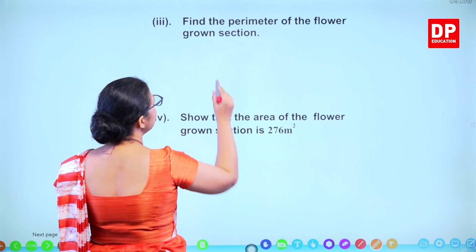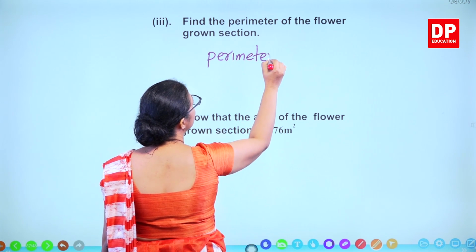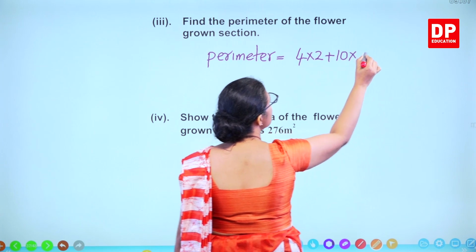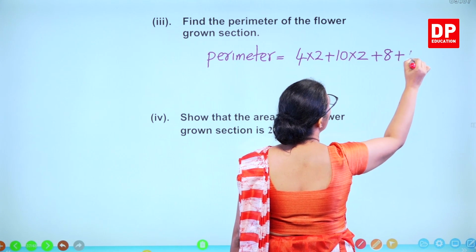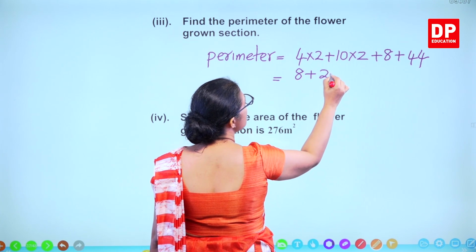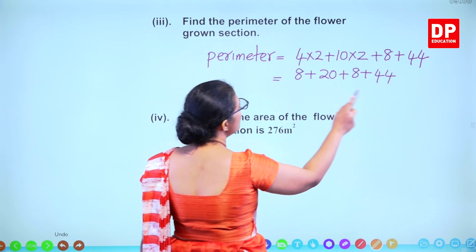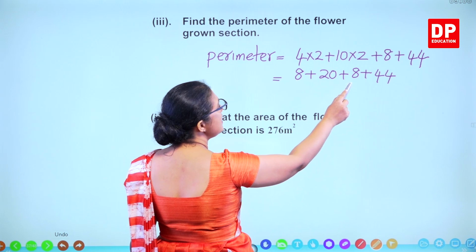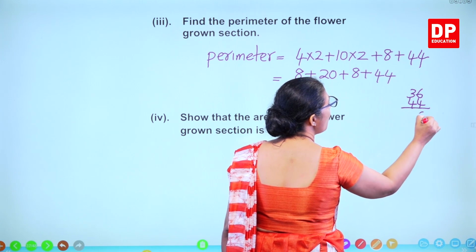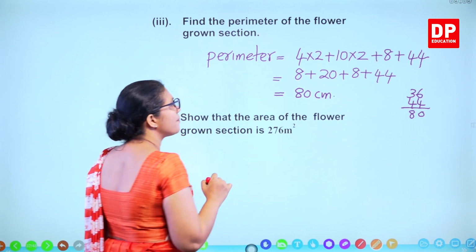So we'll add it. So the perimeter becomes 4 twice, 10 twice, 8 and then 44. 4 times 2 is 8, 20, 8, 44. Now add it together. 8 and 8, 16. 16 plus 20, 36. So 36 plus 44, you get 80. So the perimeter is 80 centimeters.